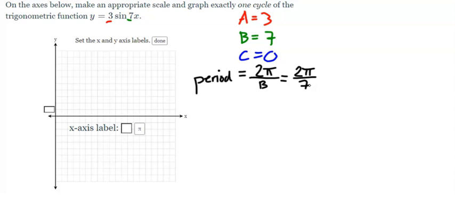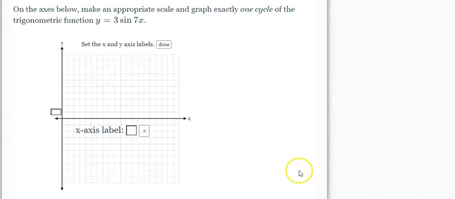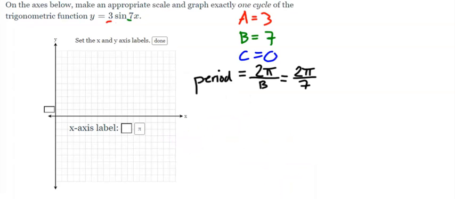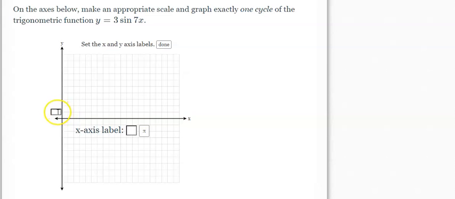And now we can go ahead and label the x and y axes. So what I'm going to do is go back to the actual Delta Math. We've established that the amplitude was 3. So that means that I can find the max and mins of the graph itself. And to be safe, I'm just going to label that each line going up and down is going to be a difference of 1.